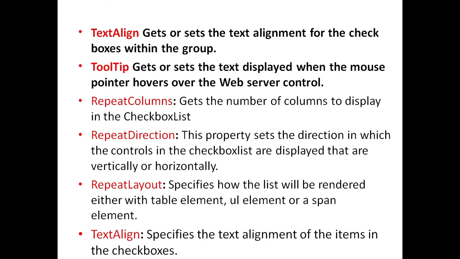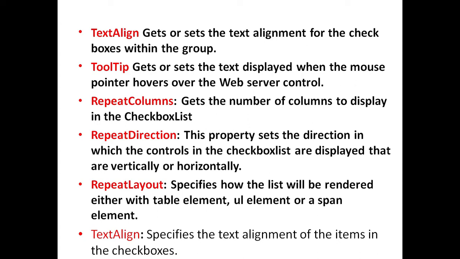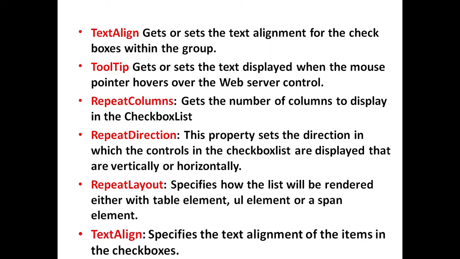ToolTip is used to get or set the text displayed when the mouse pointer hovers over the web server control. RepeatColumns gets the number of columns to display in the checkbox list. RepeatDirection property sets the direction in which the controls in the checkbox list are displayed, that is vertically or horizontally. RepeatLayout specifies how the list will be rendered, either with the table element, ul element, or a span element. TextAlign property specifies the text alignment of the items in the checkboxes.